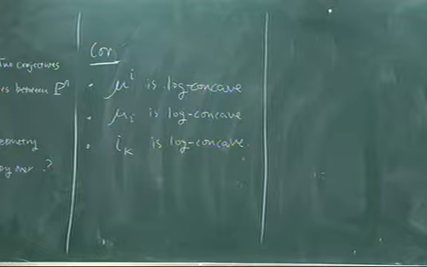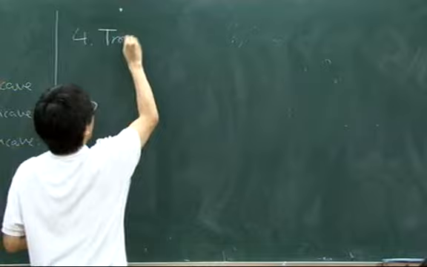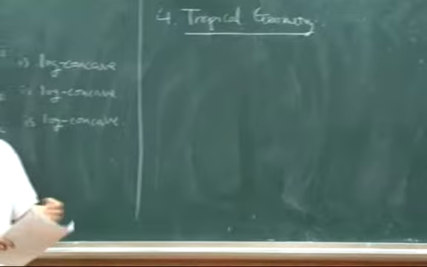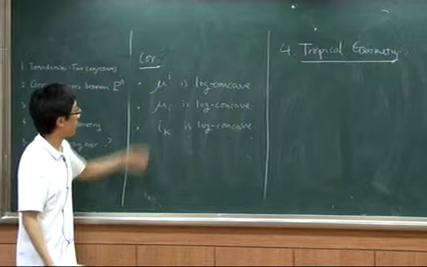The very natural setting is provided by the so-called tropical geometry. So maybe I missed one point. If you multiply two log concave polynomials, then it's log concave? Yes, that is correct. So that's why you... Yes. Right. The first implies the second.